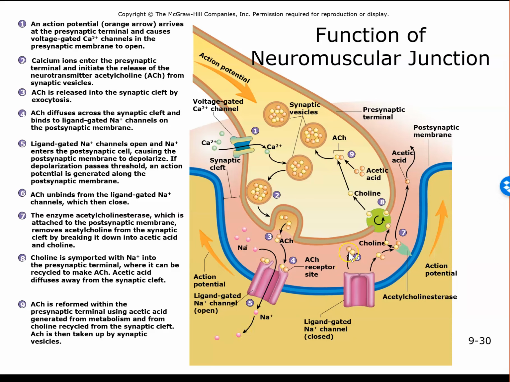Acetylcholine will then unbind from the ligand-gated channel, and when it leaves, the channel will close, so no more sodium can move in. We will have acetylcholinesterase then break apart acetylcholine. Acetic acid will diffuse away from the synaptic cleft, and choline will be recycled and moved back into the neuron so it could be reused to make more acetylcholine and store it back in the synaptic vesicles for future use.